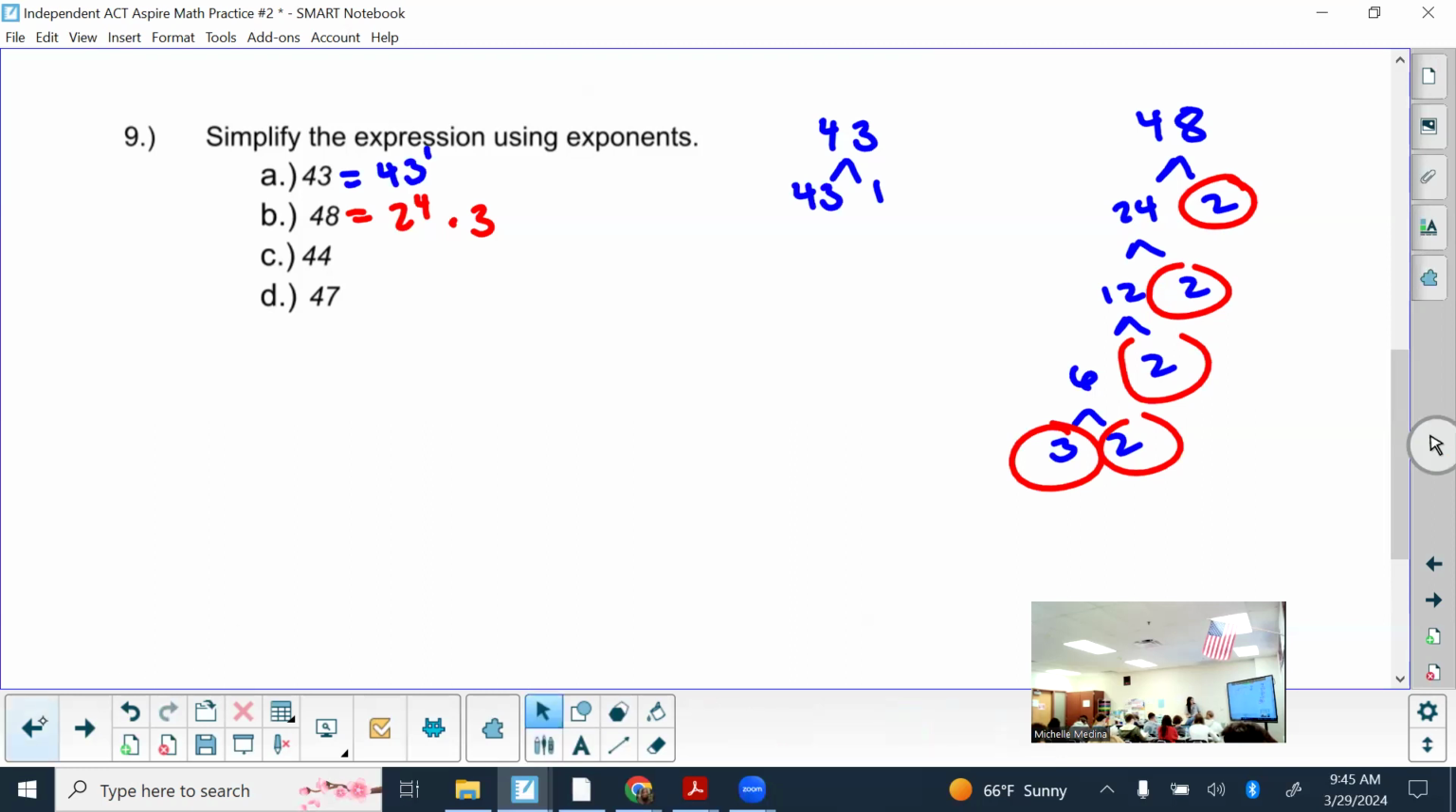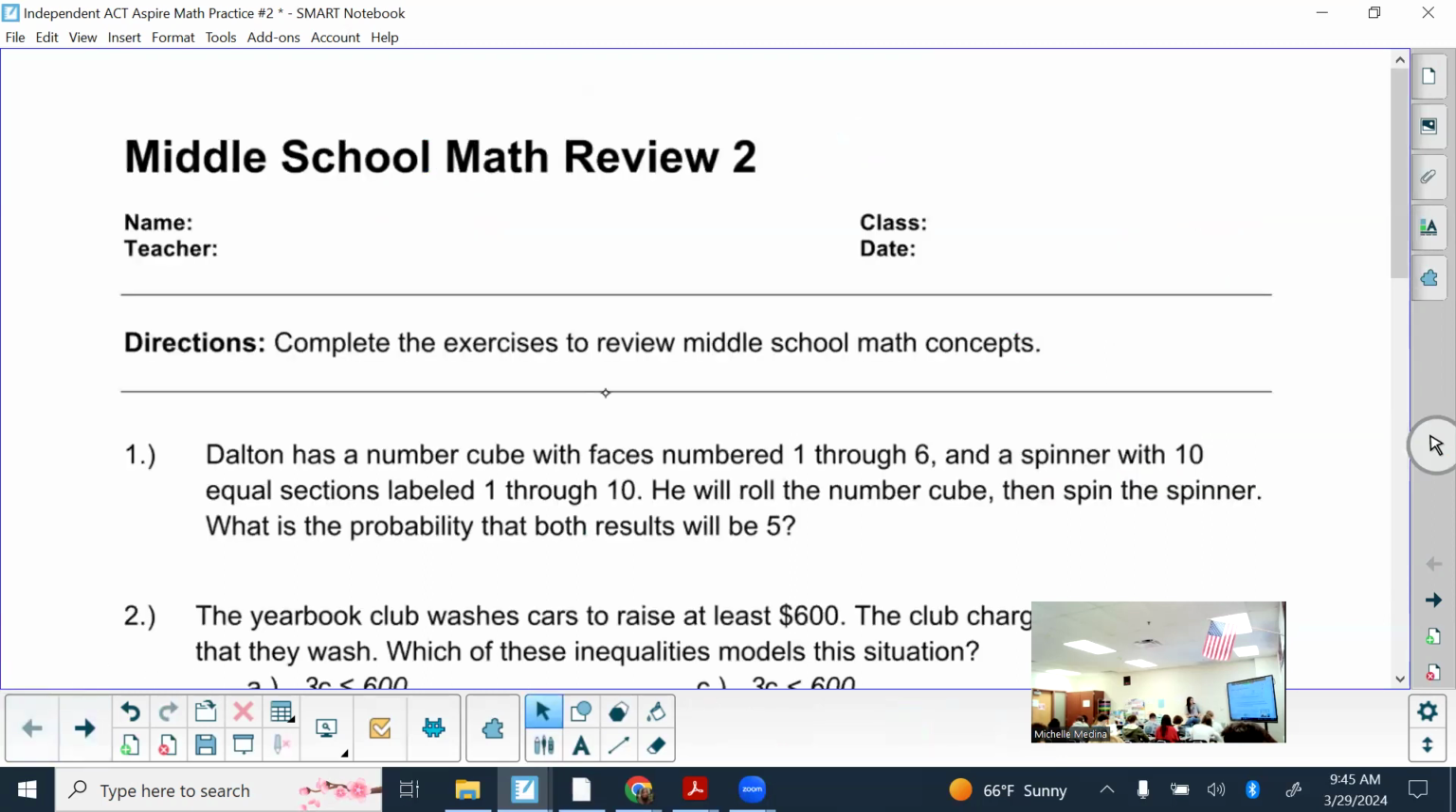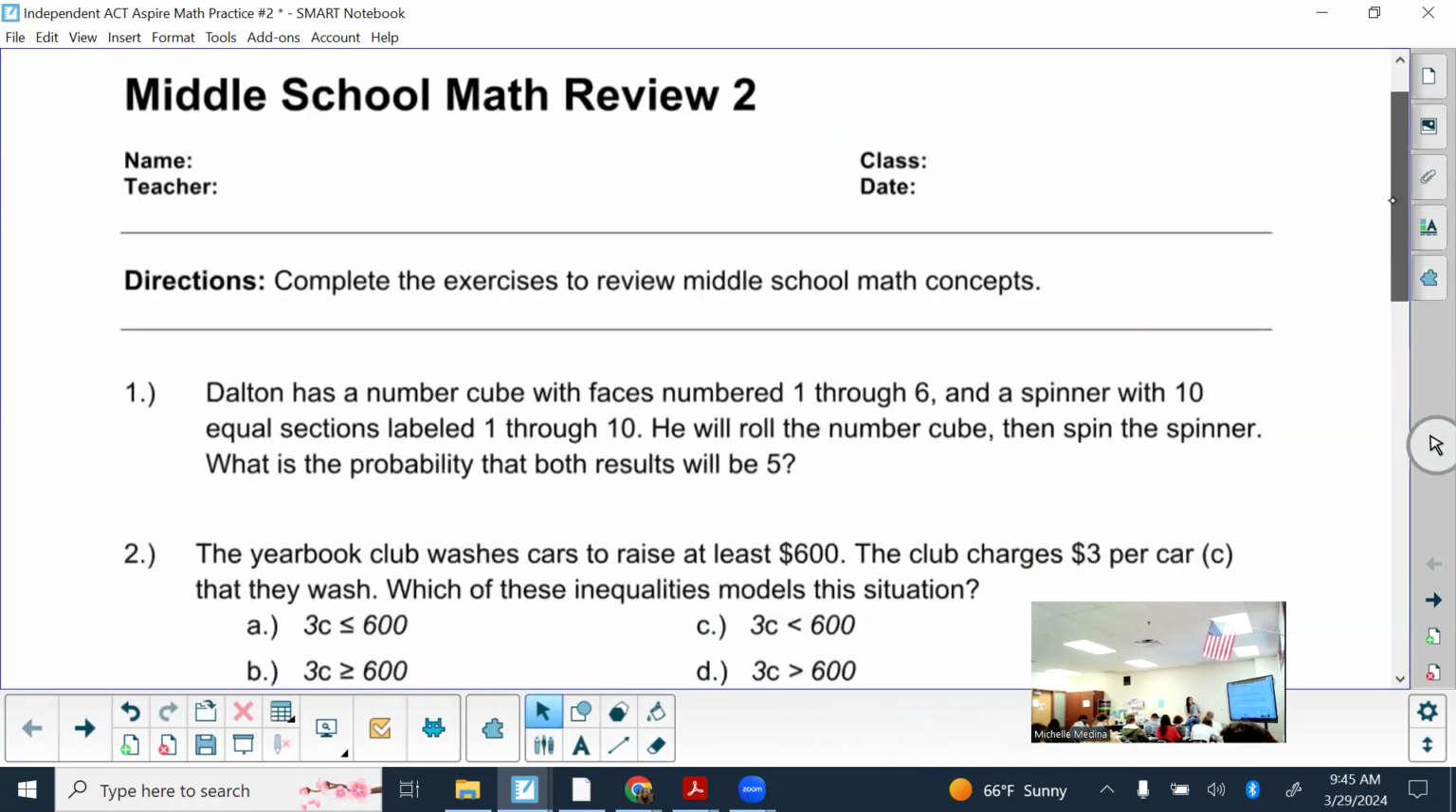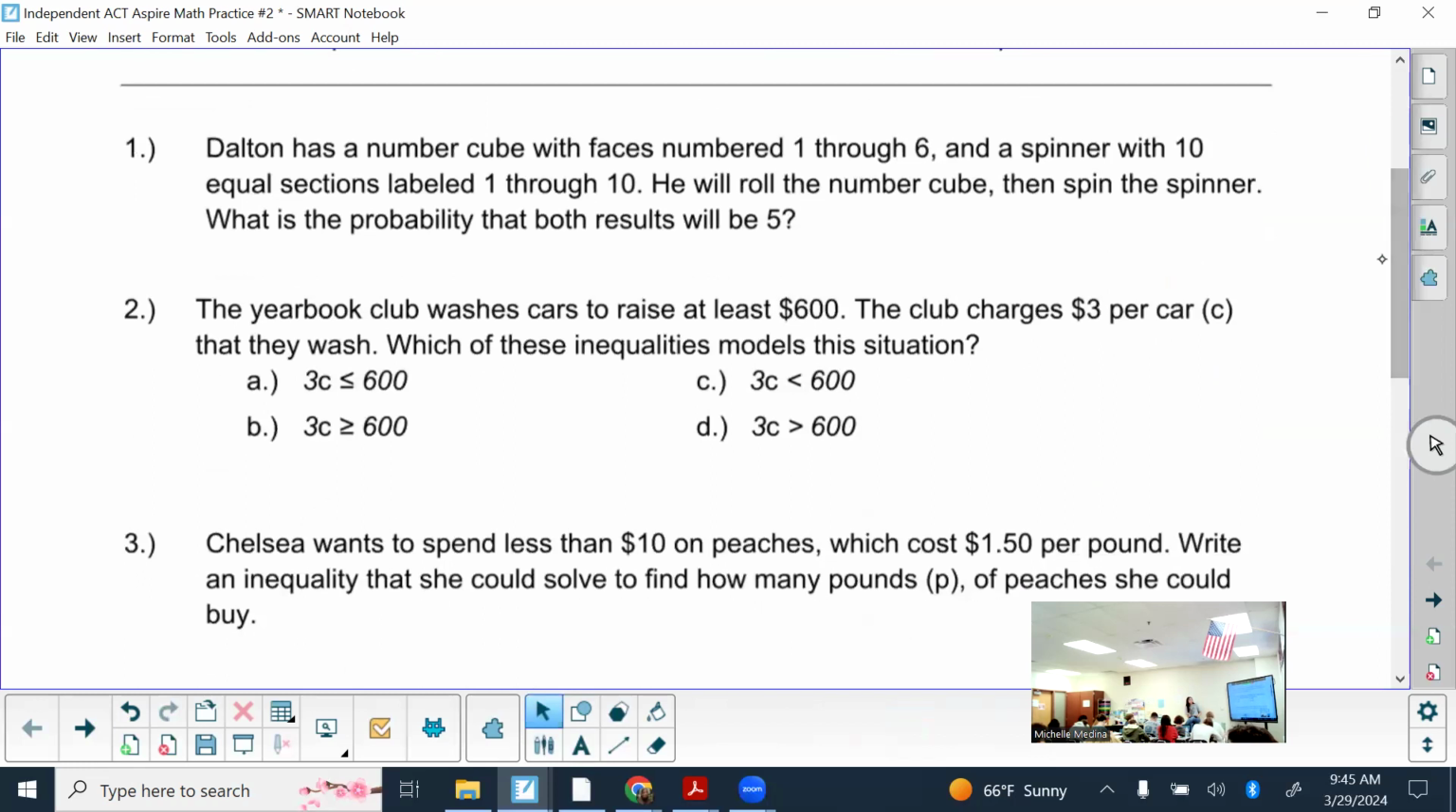Number 1. Okay, so Dalton has a number cube with faces numbered 1 through 6, and a spinner with 10 sections, labeled 1 through 10. He will roll the number cube and spin the spinner. What's the probability that both results will be 5?